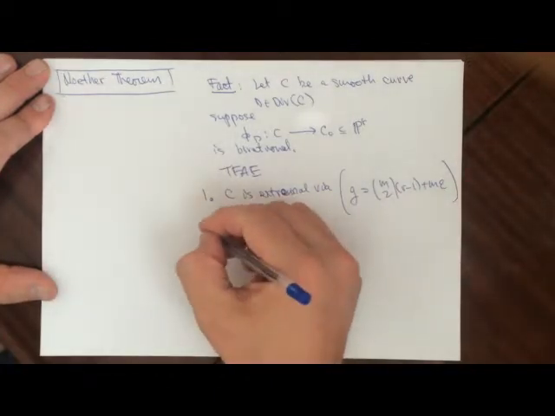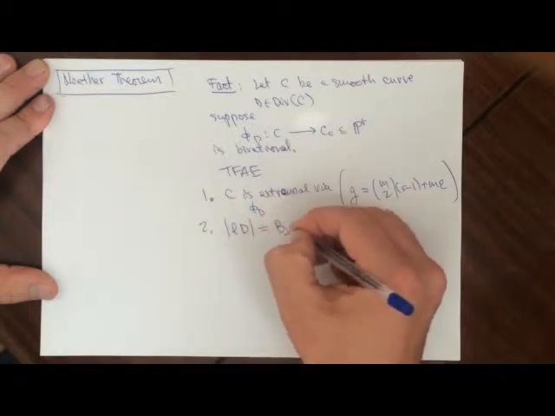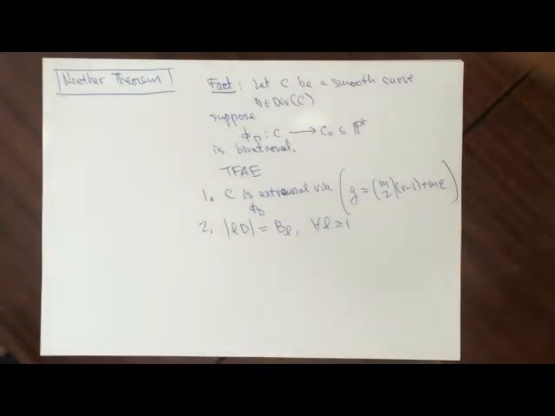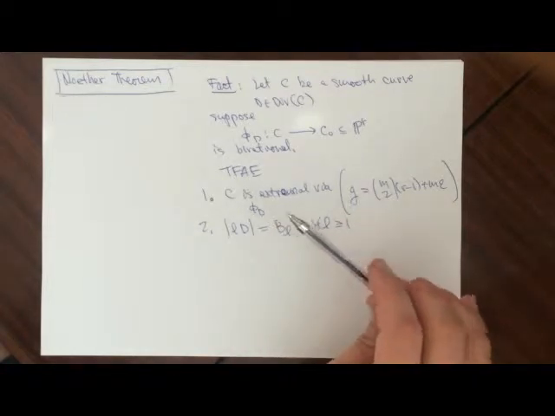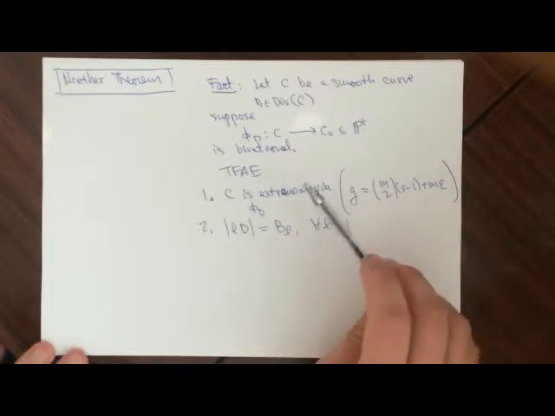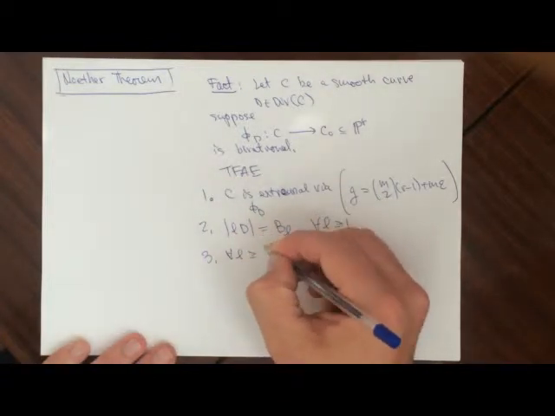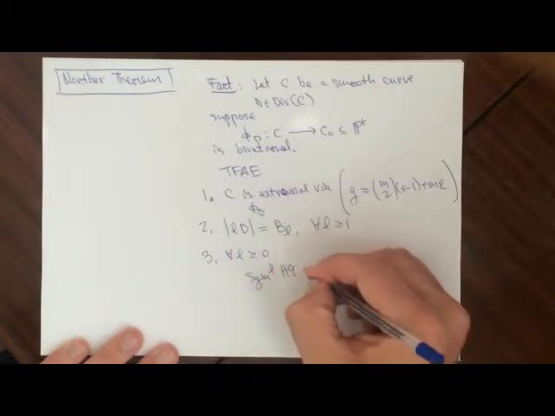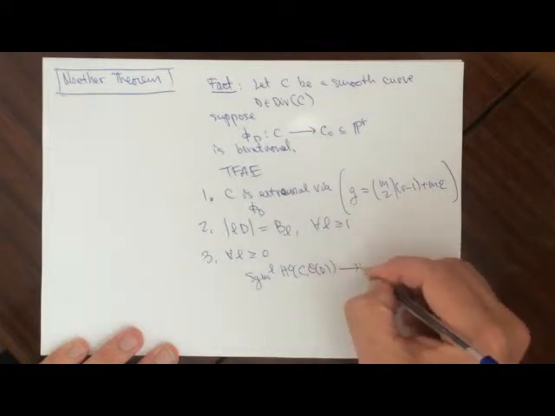The second thing is that this linear series is equal to the other linear series coming from hypersurface divisors, for all L bigger than 1. For L equals 1, it's clear by definition. And these were the degree L hypersurface divisors. The third thing is that for all L greater than or equal to 0, this map here is surjective.